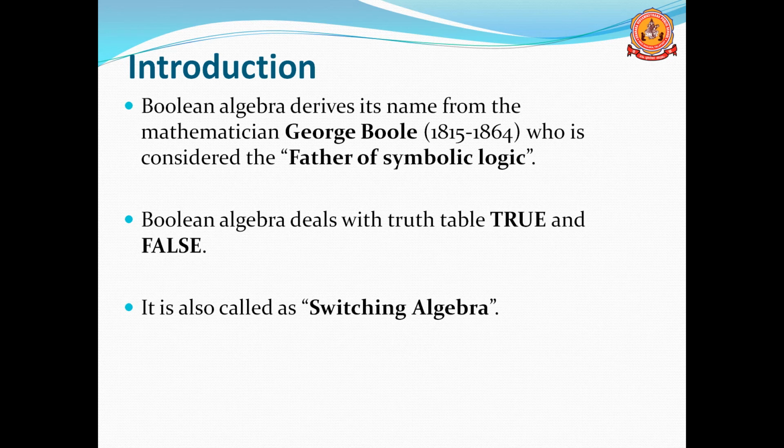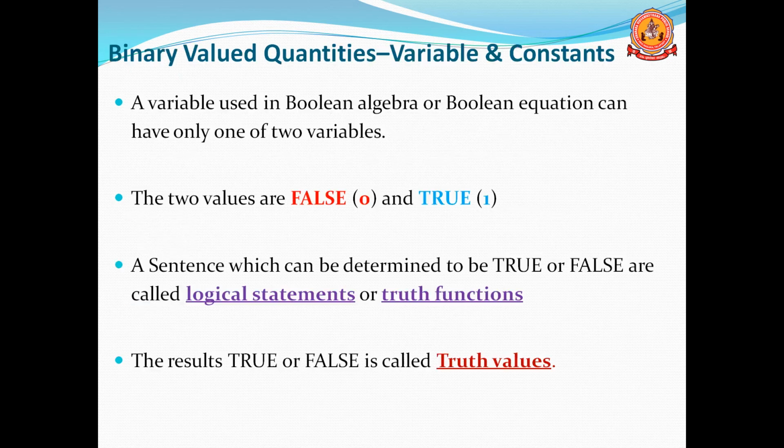Boolean algebra deals with the truth table, true and false. Mainly we are using two values here, either true or false. It uses a truth table based on the values true and false. It is also called switching algebra because the value is switching either true or false. Only two values are there, and it is switching from true to false or false to true. That's why it is also known as switching algebra.